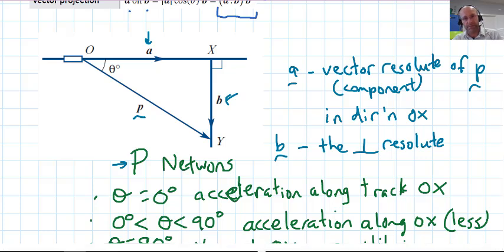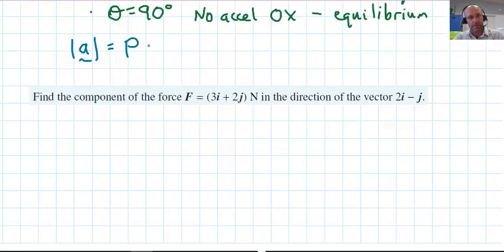So along the track OX, A has all the influence and B has no influence on the movement if there's an object free to move along a fixed track, and A is the net effect of the force P applied. That last point in particular: A is the net effect of the force P applied. So basically the magnitude of that net effect A is P cos theta.